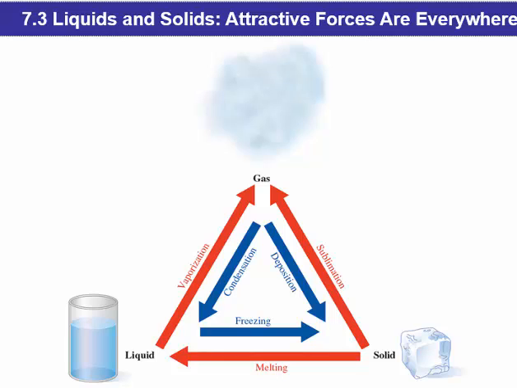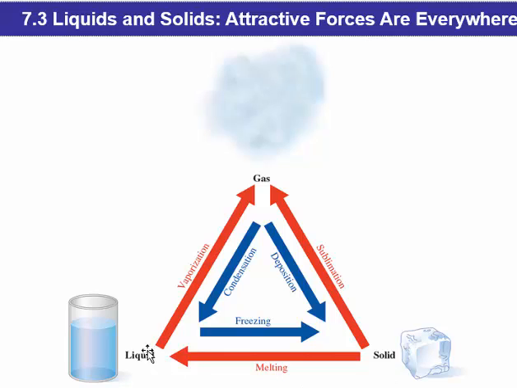So this graphic on the slide in a triangular form indicates the different phase changes between the three states. And the arrows are colored red for the phase change that requires energy. As we go from a liquid to a gas, we need to give heat to those particles so they can move faster. As we go from a solid to a gas, or sublimation, we need to add heat to those particles so they can move more and go to the gas phase.